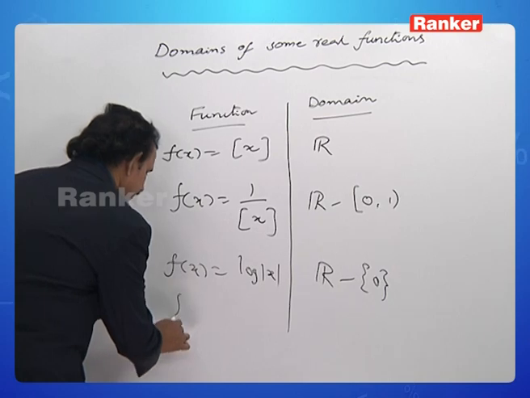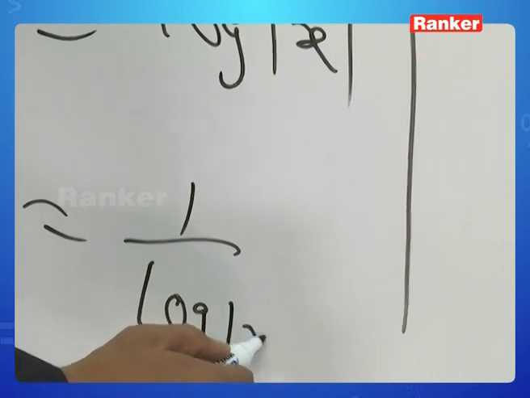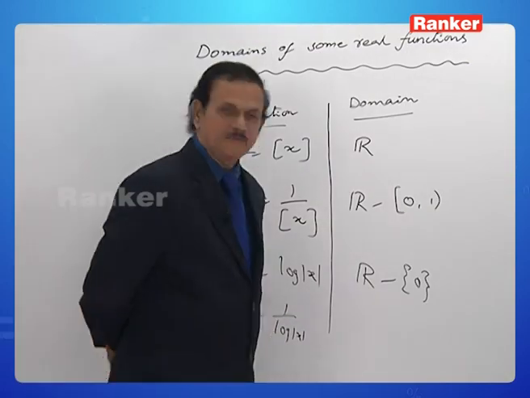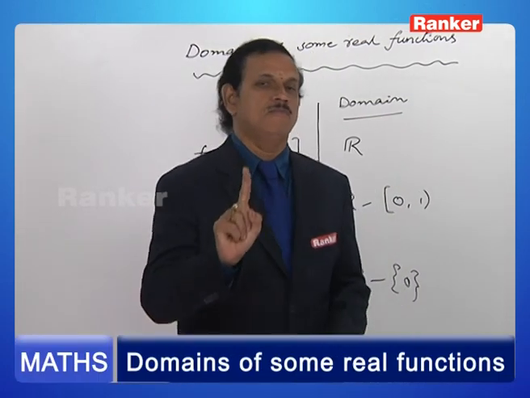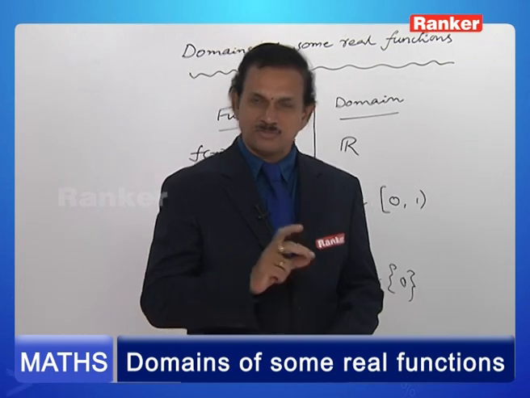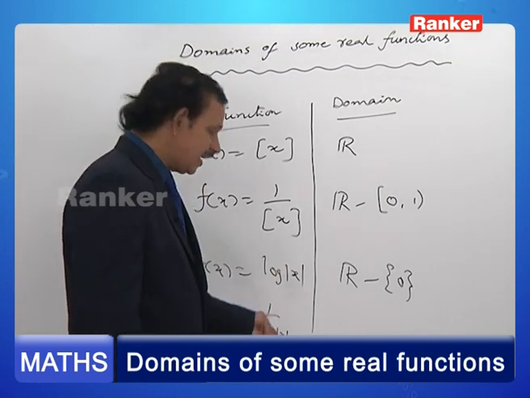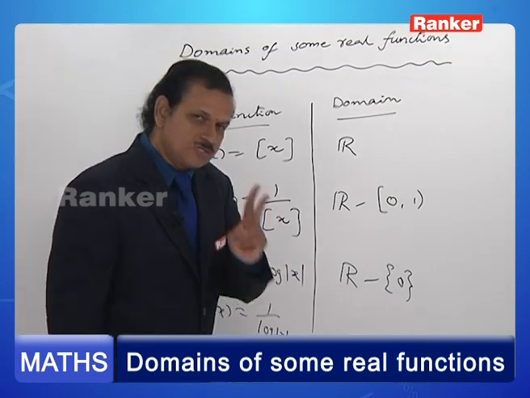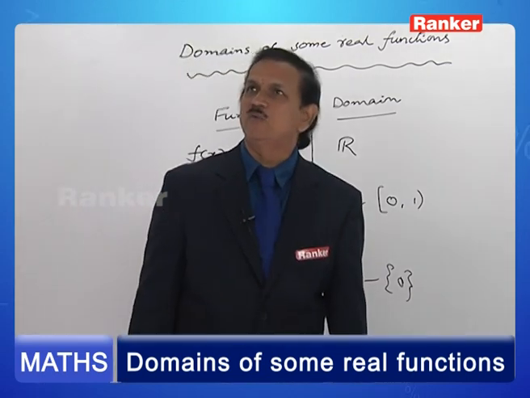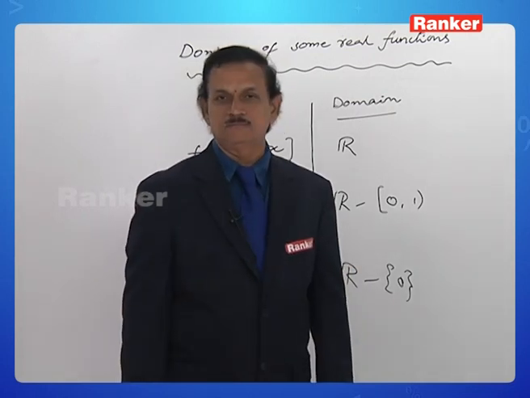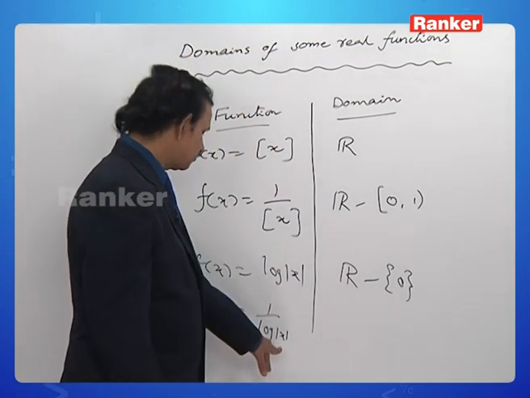Well, if f of x is equal to 1 by log mod x, in what way should you consider? Here, two things you may have to keep in mind. Number one, log mod x is defined. Number two, log mod x is not 0. Why? Because log mod x is lying in the denominator. Number one, it must be defined. Log mod x is defined when x is in R minus 0. So 0 is to be deleted from real numbers. Another thing is, this must not be 0.